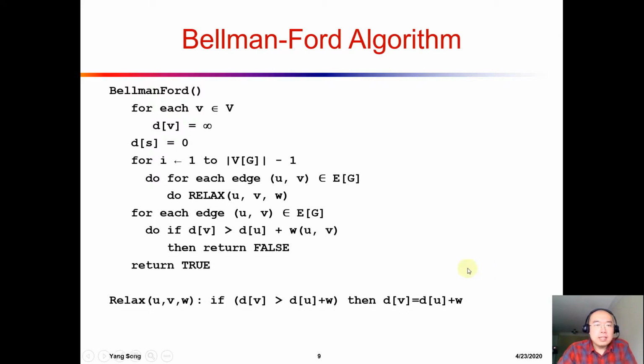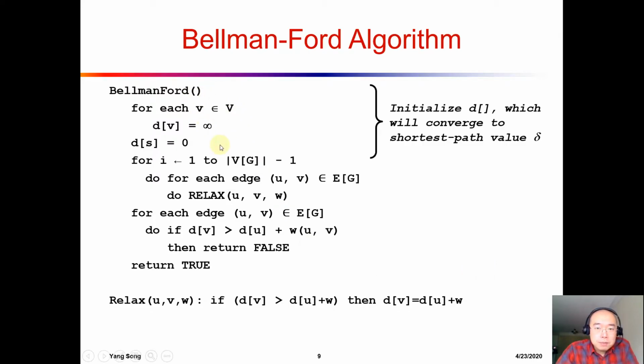Okay, and for this BF algorithm, the first part is to initialize D. To initialize D, we set all the cells of D to infinity. And for S, we have the source, and for the source we specify the distance as 0. So the cost from the source to get to the source is 0, right?